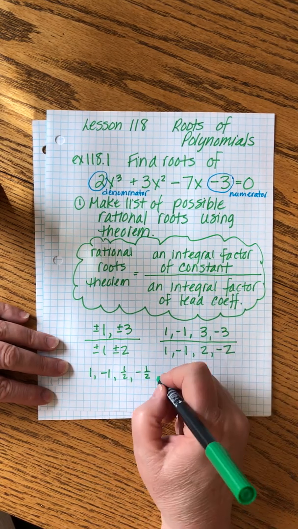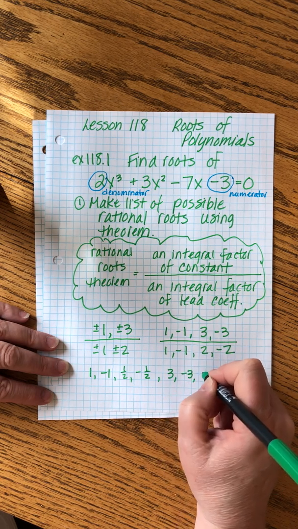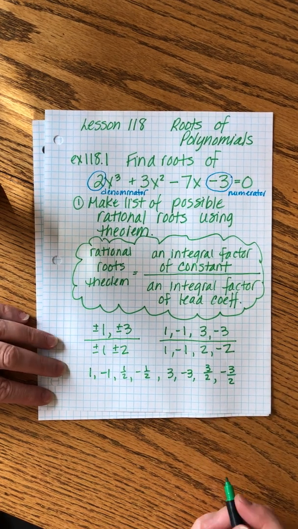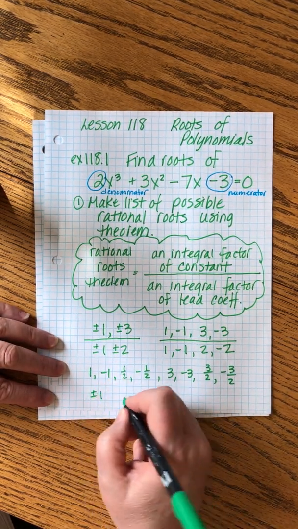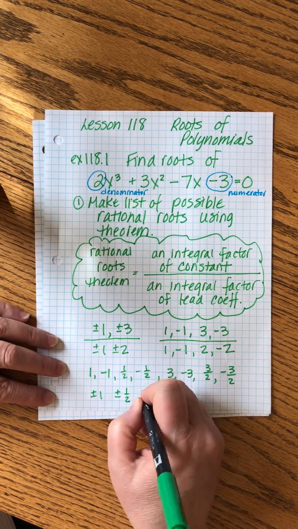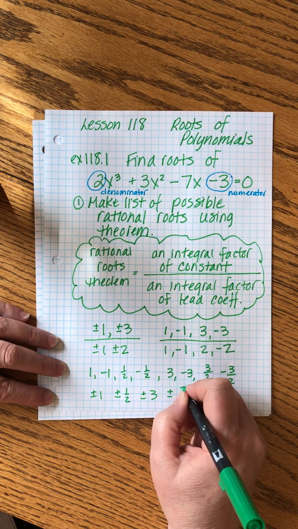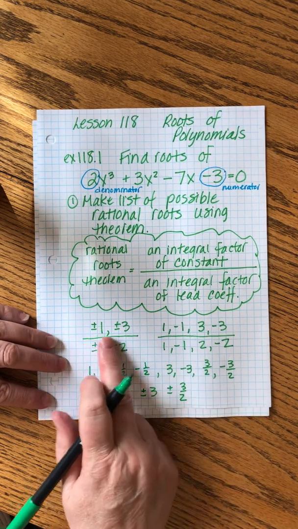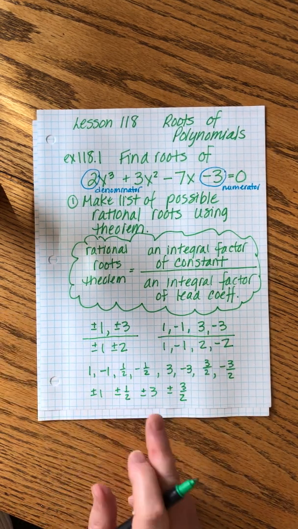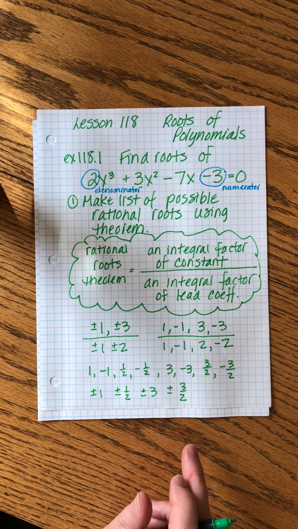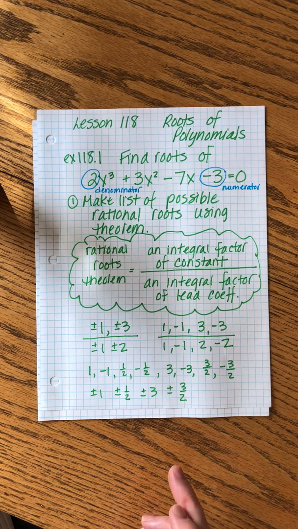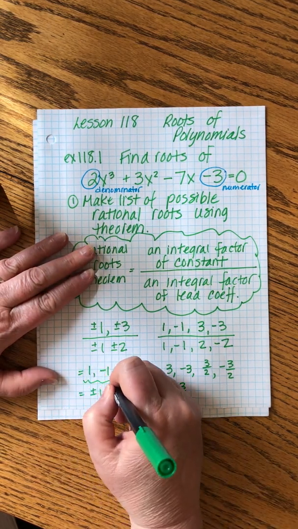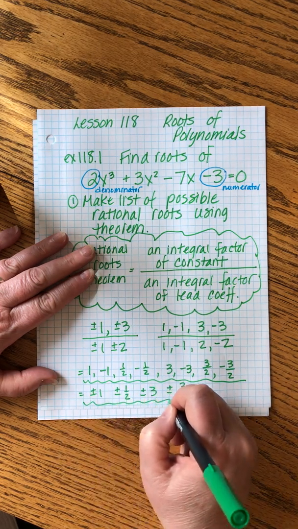Now I'll try the 3's. There will be 3 and minus 3, and then 3 over 2 and minus 3 over 2. And then again, we can also write this as plus or minus 1, plus or minus 1/2, plus or minus 3, plus or minus 3 over 2. Whichever version of this process works in your brain the best, use that, all right? It doesn't matter which you use as long as it feels good in your brain.